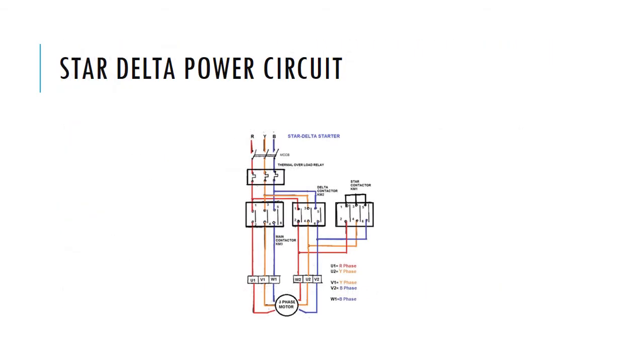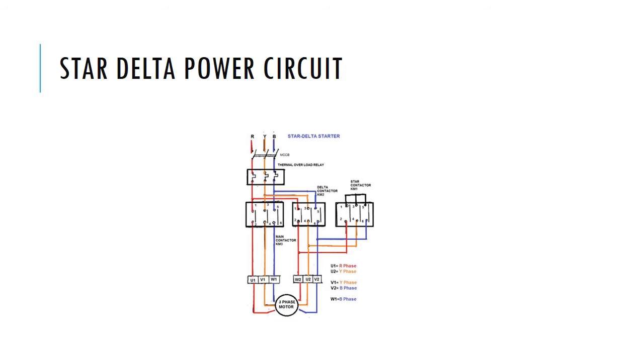To start with, let us look at the star delta power circuit. When you look at this circuit, you realize that there are some components. We have MCCB, that's molded case circuit breaker, for short circuit protection. We have a thermal overload relay that is used to protect the motor from overloading conditions. Then we have three contactors: the main contactor, the delta contactor, and the star contactor.